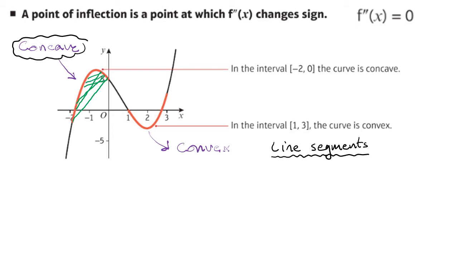Do you notice that all of those green lines that I've drawn are below the graph? So with line segments joining one part of the graph to another, if it's concave, then none of those line segments will go above the graph. So let's think of concave.